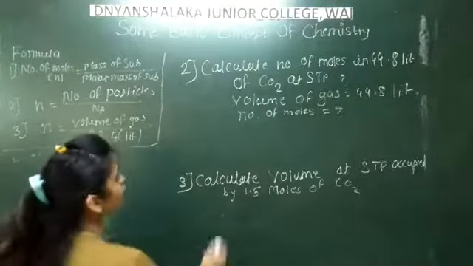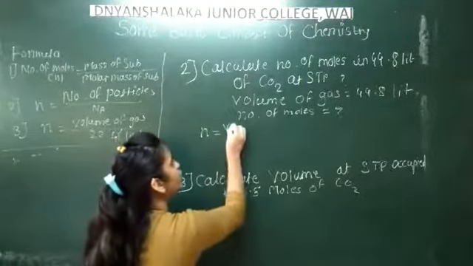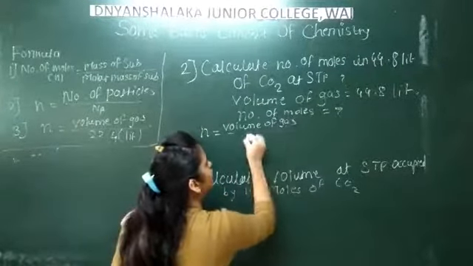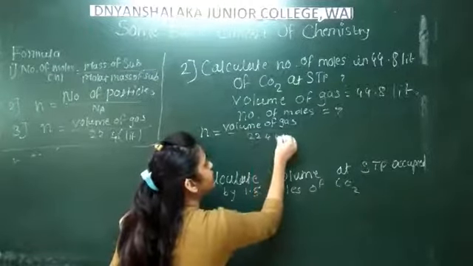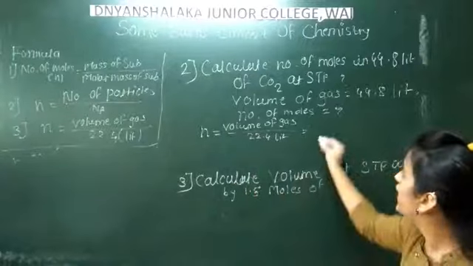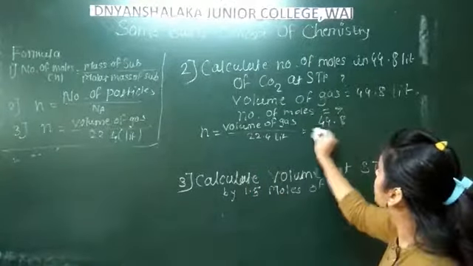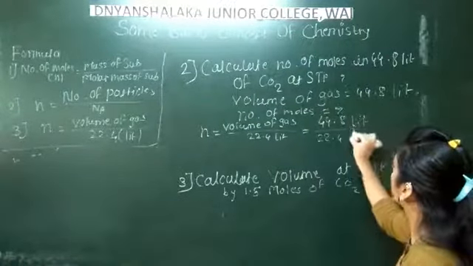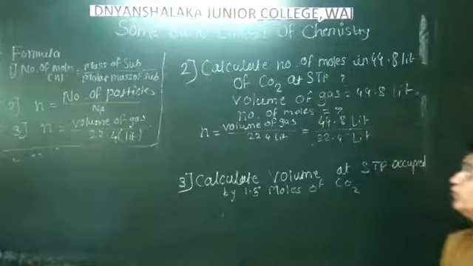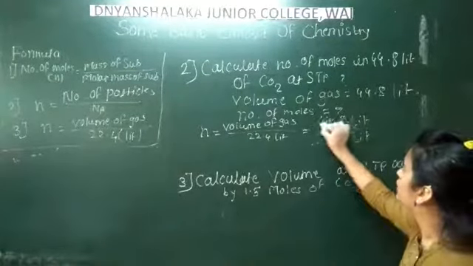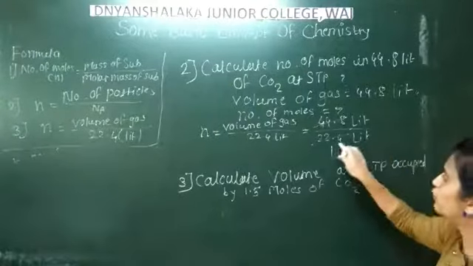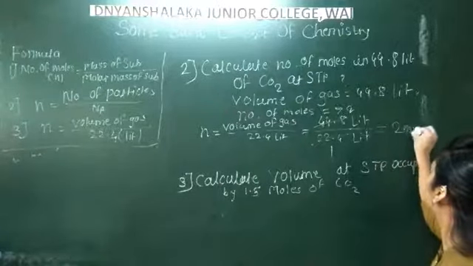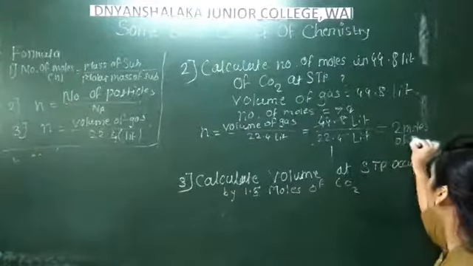So we use the third formula, n, which is equal to volume of gas upon 22.4 liter. We are given the volume of gas as 44.8 liter upon 22.4 liter. So 22.4 ones are 22.4, 22.4 twos are 44.8. So we get 2 moles of carbon dioxide.